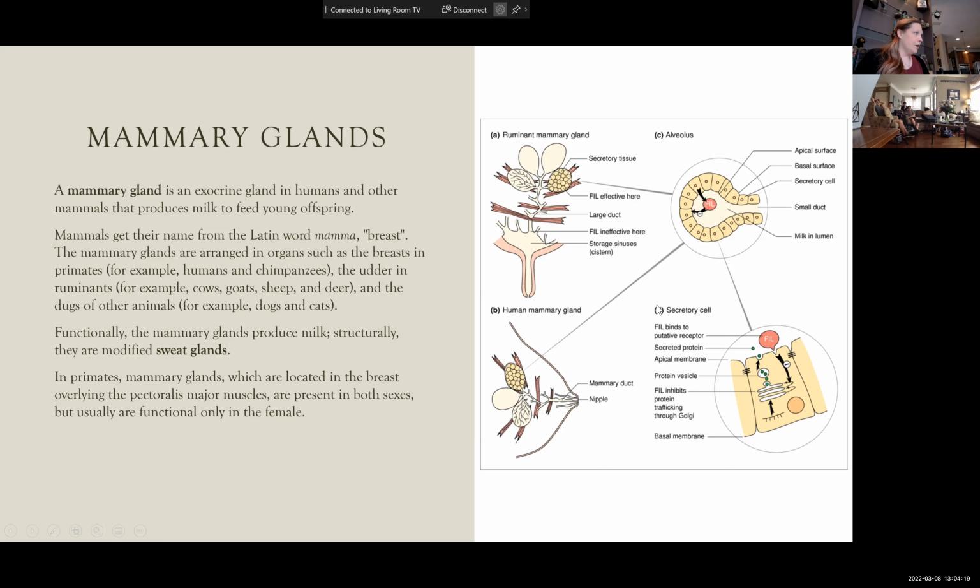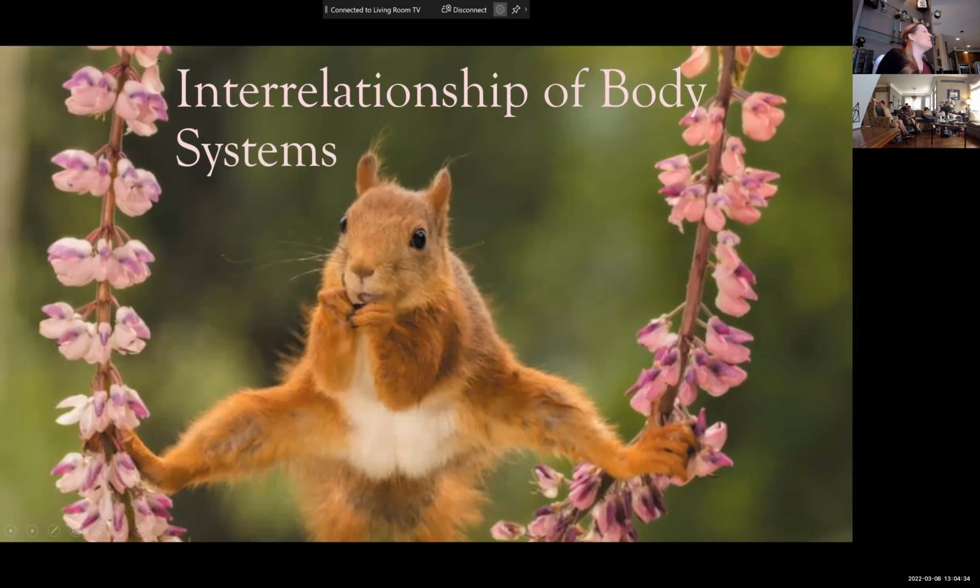If you're a monotreme, like an echidna or a platypus, you have mammary glands, but they are not concentrated into one structure. You just ooze milk out of your belly skin. Weird. And your little babies lick it up. Fascinating. So interrelationship of body systems.